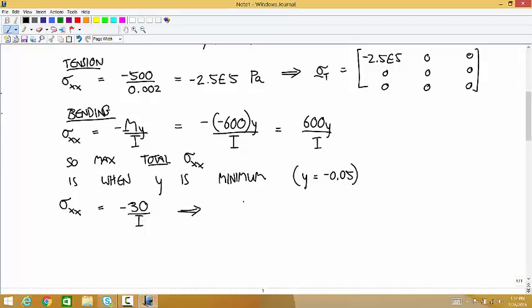And so the stress tensor is equal to negative 30 over I. Then add these two to get the total stress tensor, and then use the formula for max shear stress to get the maximum shear stress. Right.